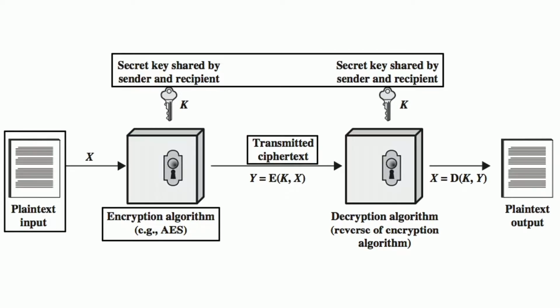Ciphertext. This is the scrambled message produced as output. It depends on the plain text and the secret key. For a given message, 2 different keys will produce 2 different ciphertexts. Decryption algorithm. This is essentially the encryption algorithm run in reverse. And the idea is to get back the plain text. So it takes the ciphertext and the same secret key that was used during encryption to produce the original plain text.